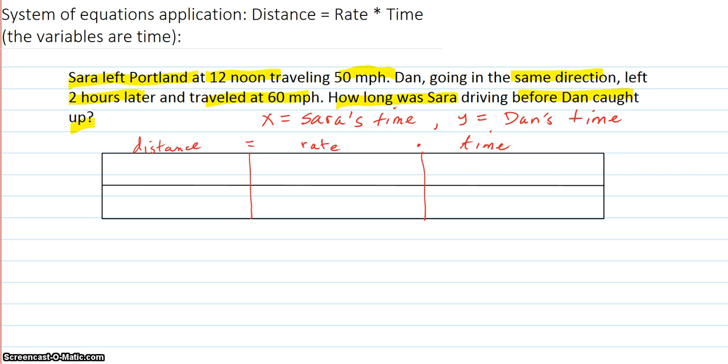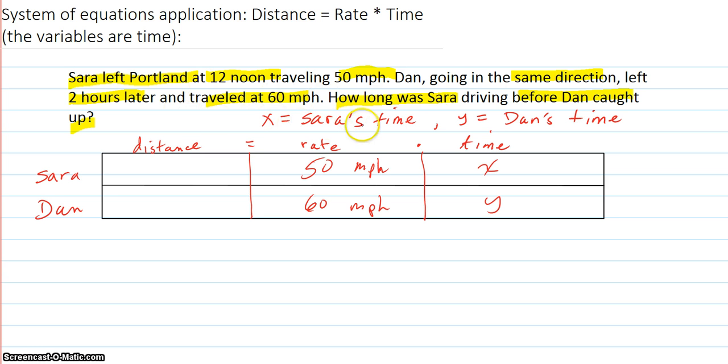All right, so let's put in what we know. We know the rates, and we'll just call this Sarah, and this is Dan. And the rate for Sarah is 50 miles an hour. And for Dan, 60. Right, and the time. X is Sarah's time, because that's what it wants to know. And the other time is Dan's time. But we're going to solve and get X.